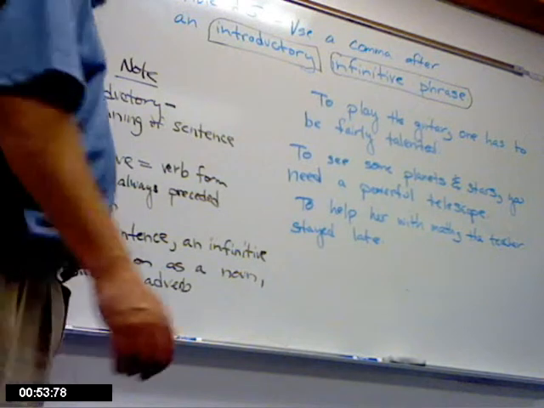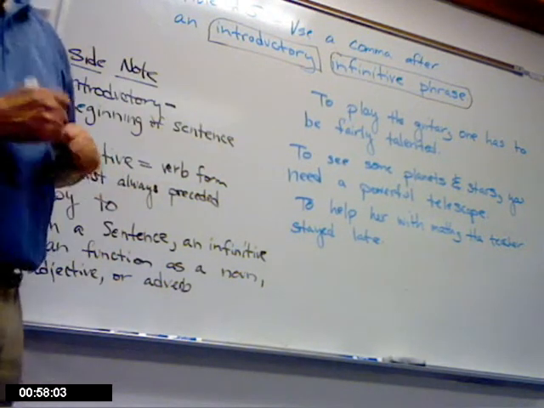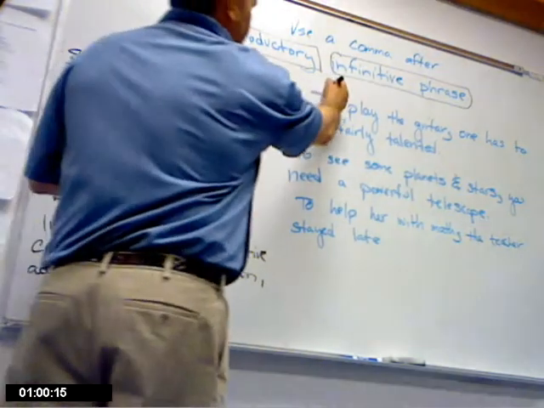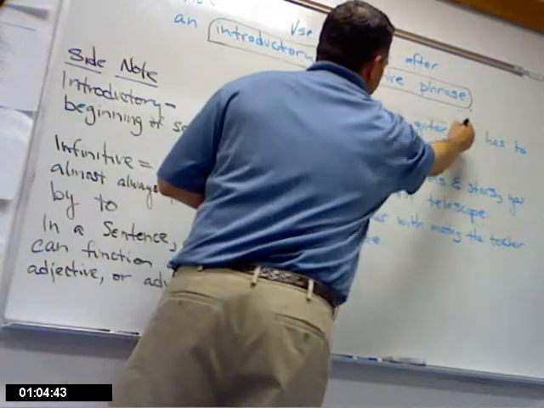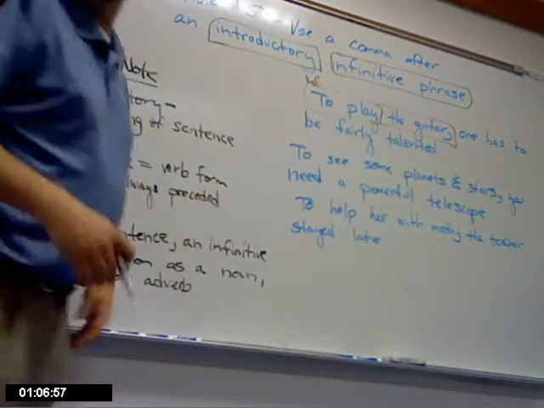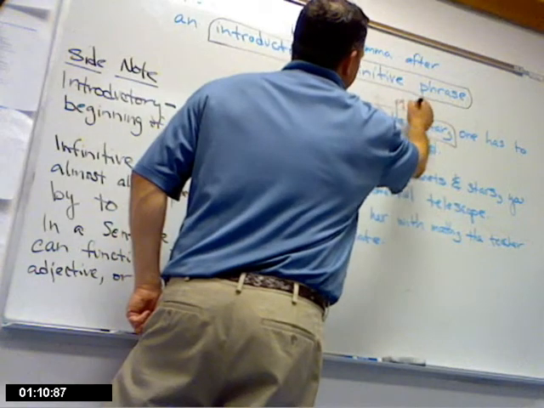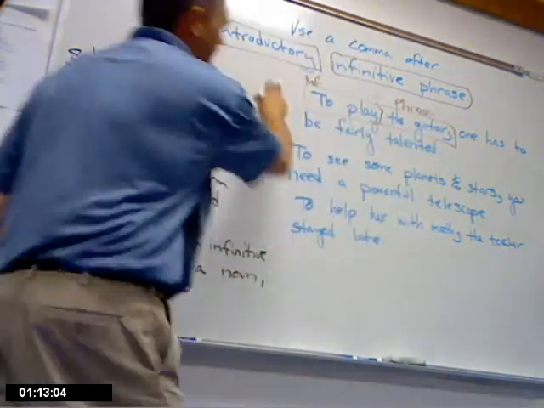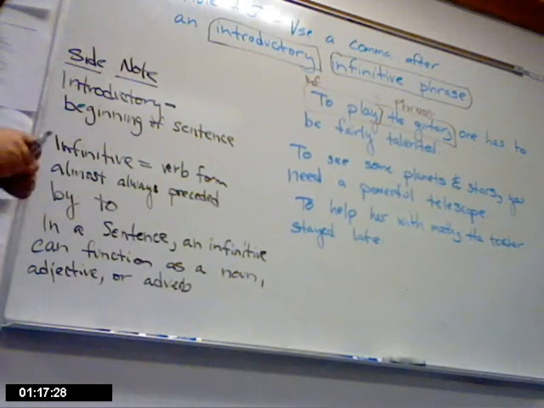So, looking at the sentences on the board, to play the guitar, one has to be fairly talented. To play is an infinitive. The guitar, to play the guitar is an infinitive phrase. This is one big infinitive phrase. And since it comes at the beginning, it's followed by a comma. So use a comma after an introductory infinitive phrase.